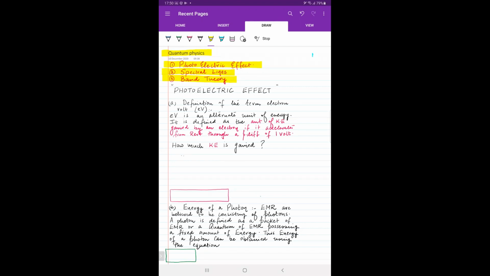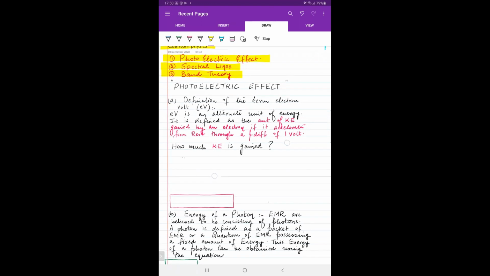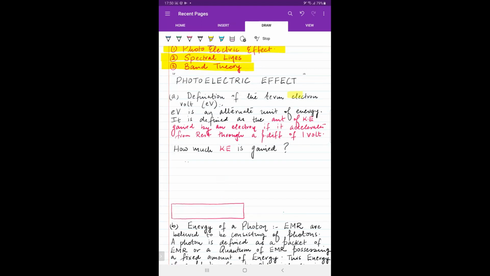All right, guys. So starting with the working, the first thing is how do we define the term? And that term is electron volt, denoted by the symbol eV. So we define electron volt as an alternate unit of energy. Just like joule is one unit for energy, similarly, electron volt, eV, is an alternate unit that can be used for energy. How do we define it?